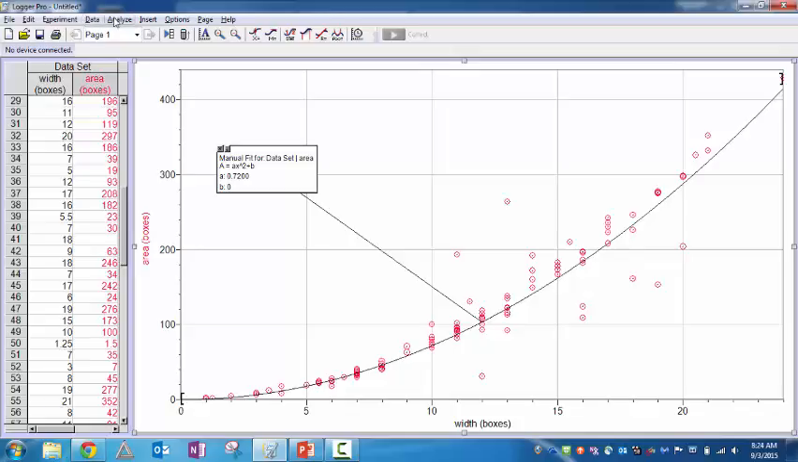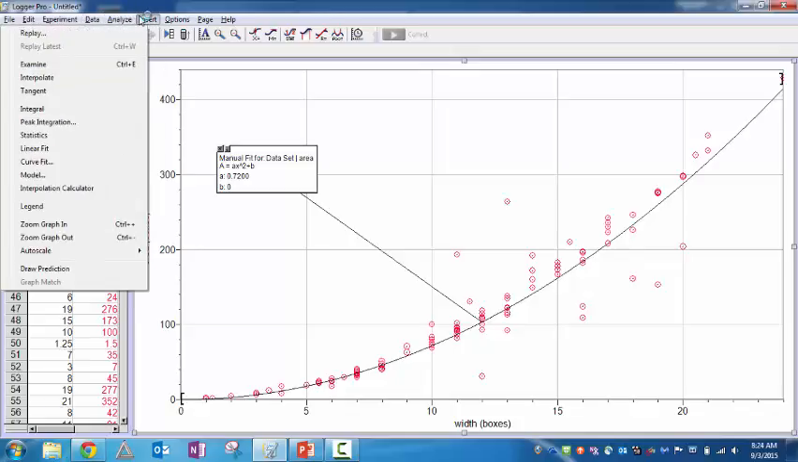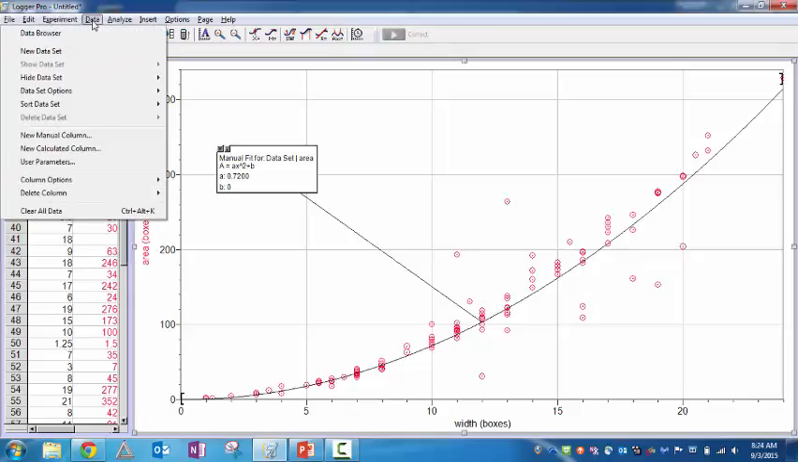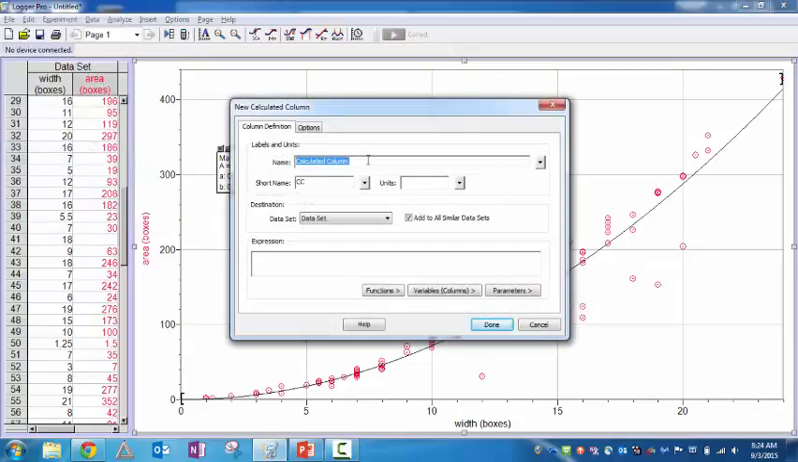The way to do that in LoggerPro is to insert a calculated column. So under Data, New Calculated Column. The name of this will be whatever my input variable is, squared, like width squared. We could call it maybe D2, because it's diameter squared. This will be in square boxes, which I guess is a strange unit, but why not?